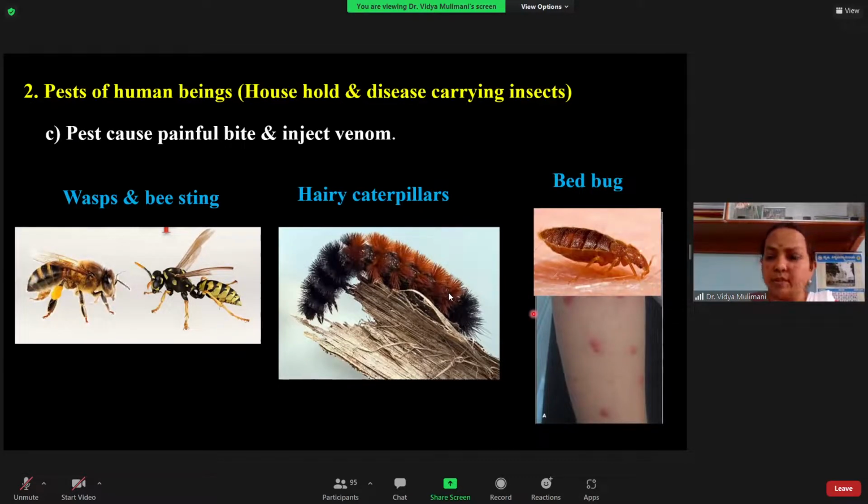Many of you might have experienced this with wasps and bees. Whenever you go near them, they have a sting at the end of the abdomen, where the ovipositor has been modified, and it is a defense. That you find in bees and wasps. And hairy caterpillar, I think you might know from the last course, we tell you not to catch hairy caterpillars with your bare hand, because they emit a chemical which will cause itching and some damage to our skin. So hairy caterpillar, and bedbug, which mainly sucks the blood. The pests that cause a painful bite or inject venom come under the third category.